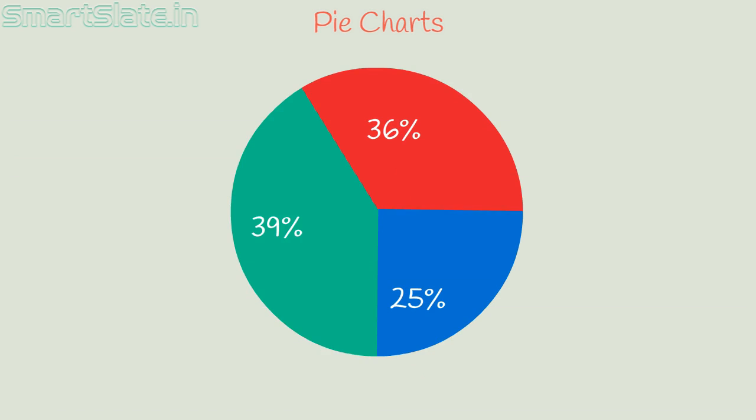Pie chart is also called circle graph. This kind of graph is used to show something which is divided and shared. I will explain more about pie chart using an example.